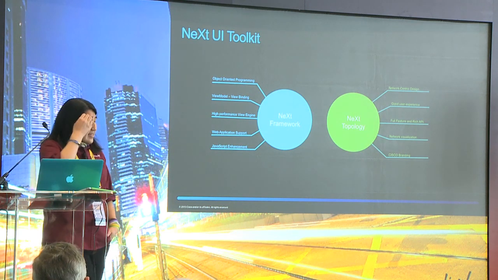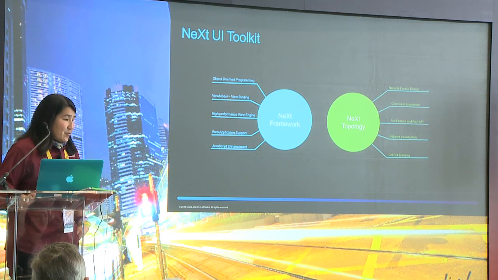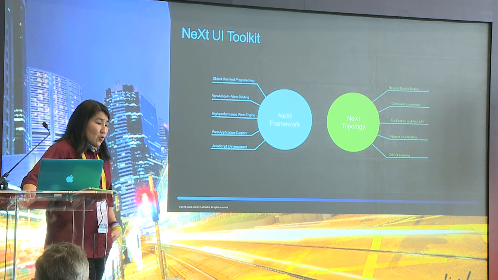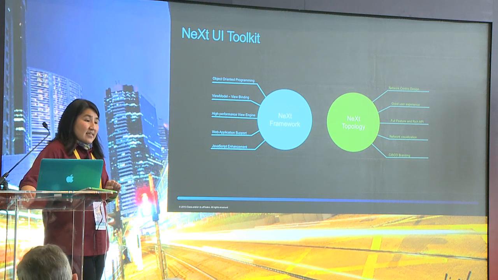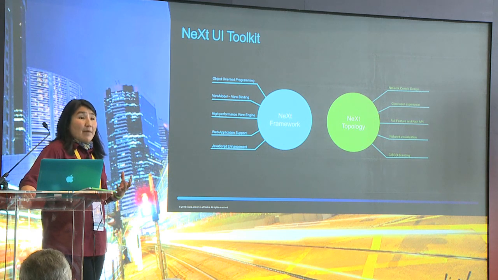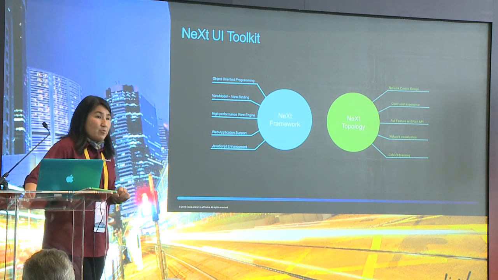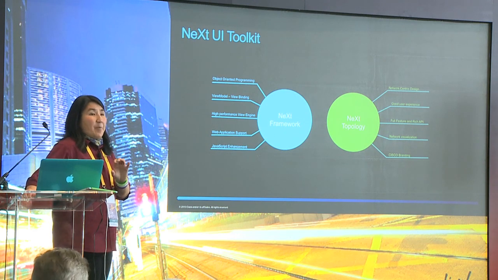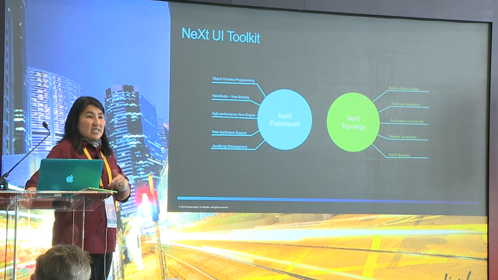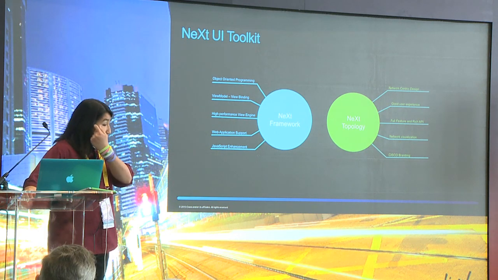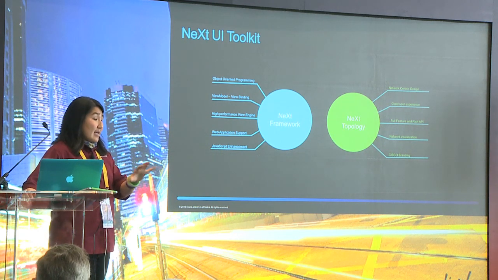So first of all, and I apologize, the text is a little bit hard to read here, but this is the NeXT UI toolkit itself, and I told you there's two parts. The left side is the NeXT framework, and the NeXT framework is what makes it better for you to build web apps, right? Using a lot of advanced coding principles to do this efficiently. The right side is the NeXT topology, and the topology is what lets you do some of the things that you saw in those pictures. But both are very important, and both can be used.